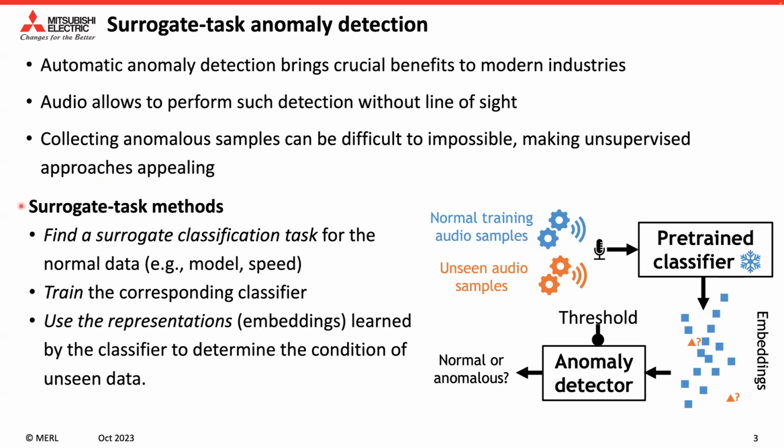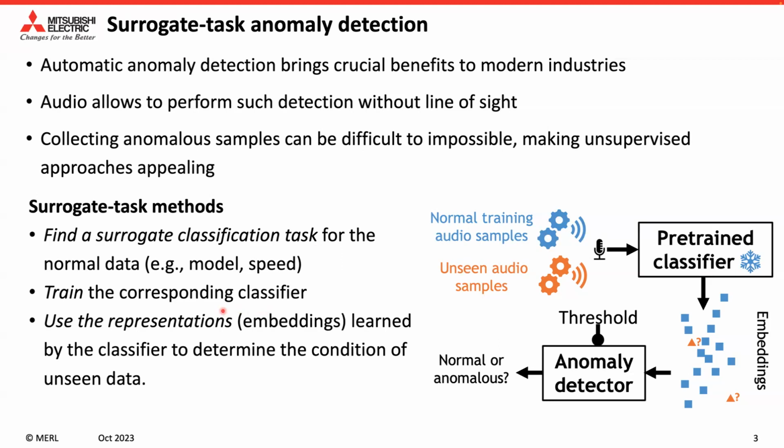We'll be investigating the usefulness of hyperbolic representation in the context of surrogate task methods. Just a brief reminder, surrogate task methods consist in finding a surrogate classification task for the available normal data. And that means we're expecting the normal data to be labeled in some manner. For example, if we're trying to build an anomaly detection system for fans, we could consider building a classifier to determine the model of the fan or its operating speed or any other attribute that we're able to collect.